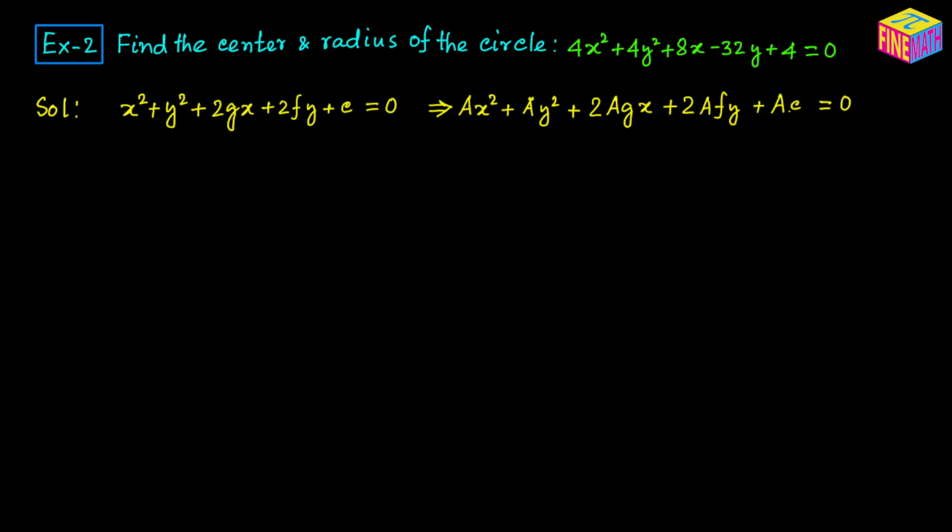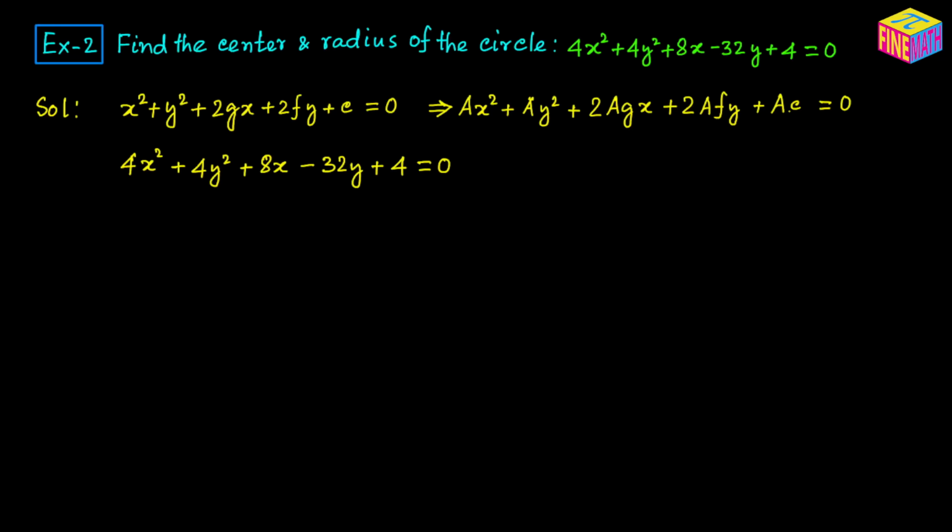Now if we multiply both sides of this general equation by uppercase A, let's say that's a real number, then the equation will transform into something like this. It would be Ax squared plus Ay squared plus 2Agx plus 2Afy plus A times c is equal to 0. Now if you look at the equation in our example, the coefficient of x squared is 4 and the coefficient of y squared is also 4.